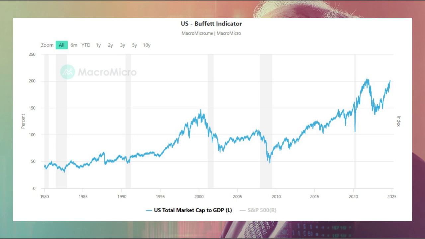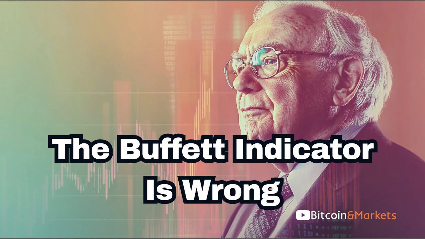Following the great financial crisis, it dipped to 50%, but rebounded above 100% by 2014 and didn't even fall below that threshold during the COVID crash. According to the Buffett rule, the stock market has been extremely overvalued for a decade, but that cannot be the case. There are known limitations to this indicator, as well as fundamental changes in the macroeconomic environment driving these trends.